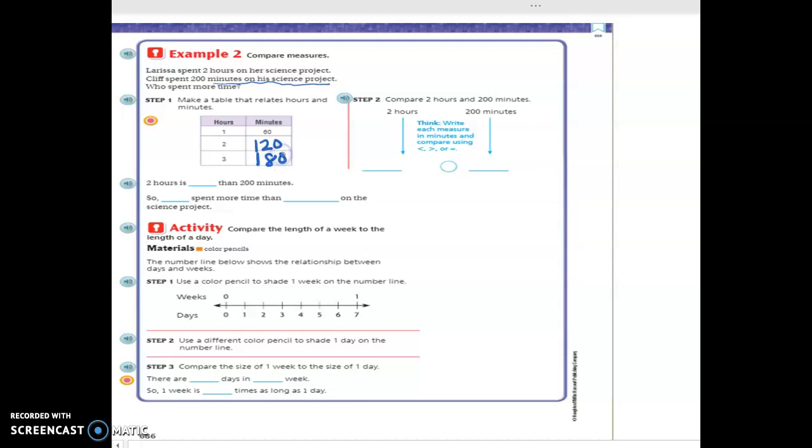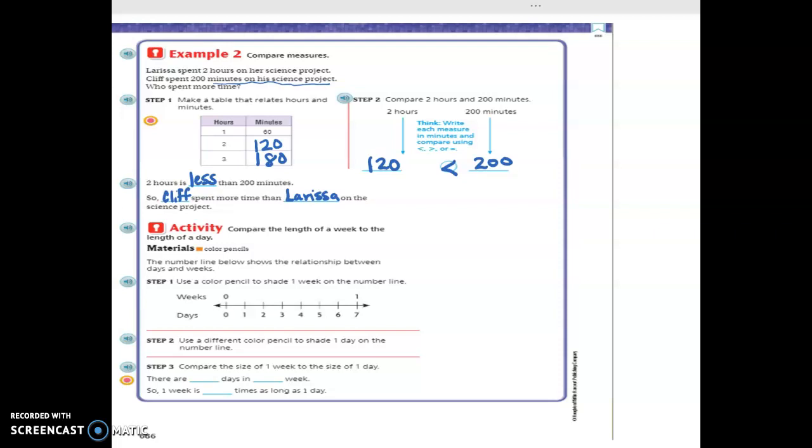180 minutes. So if you look at this, 2 hours is 120 minutes, and we have 200 minutes to compare. So we know that 120 minutes, which is 2 hours, is less than 200. So 2 hours is less than 200 minutes. So Cliff spent more time than Larissa on the science project.